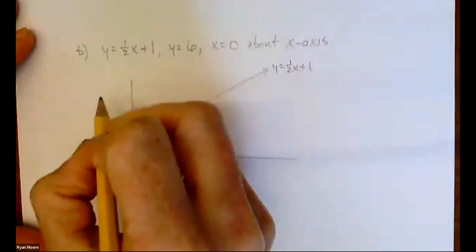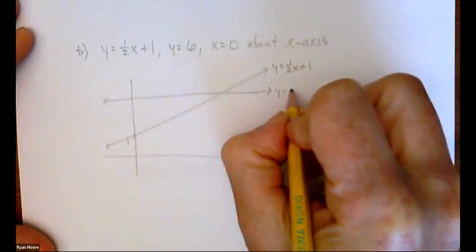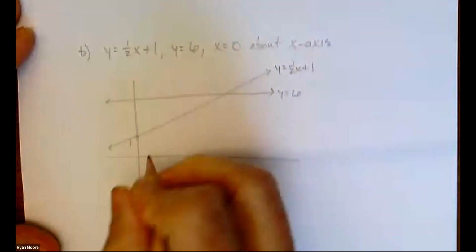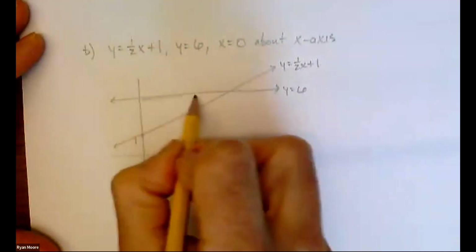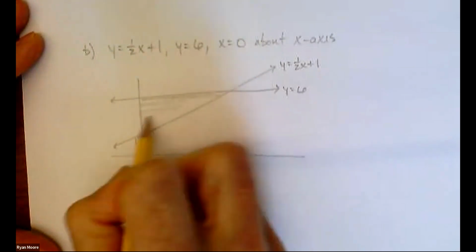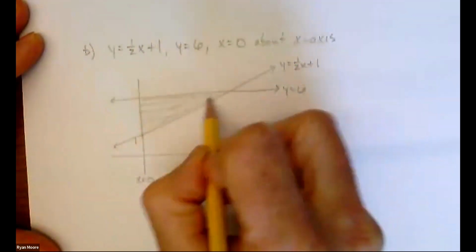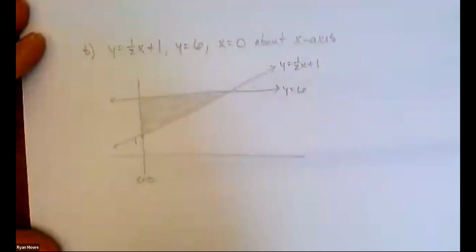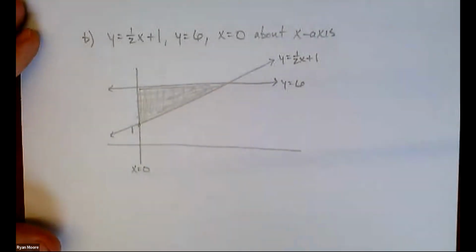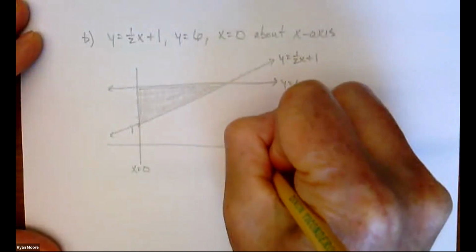Y equals 6, horizontal line. That'll work. And x equals 0 is the y-axis. So we've got this region here. Looking pretty good. And that is going to be revolved about the x-axis. Okay.